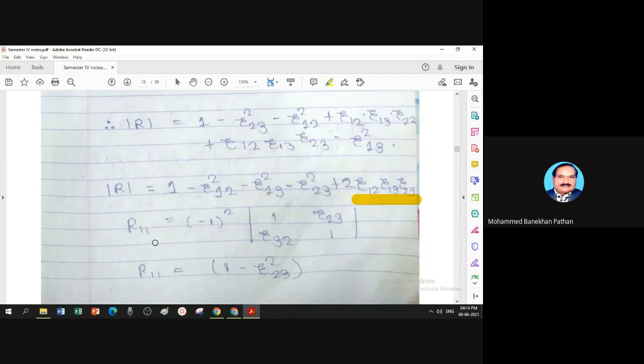What is the definition of a cofactor given in the notation? It is minus 1 raised to the sum of these indices. 1 plus 1 is 2.